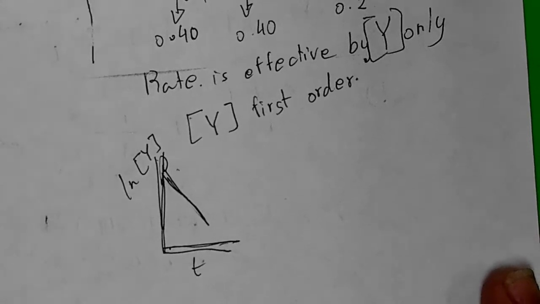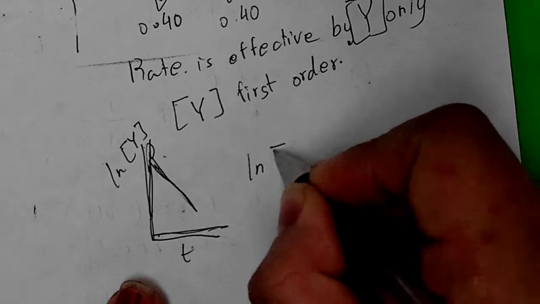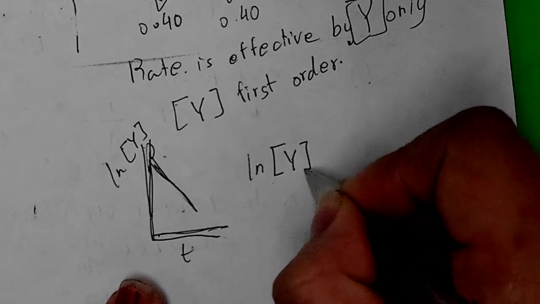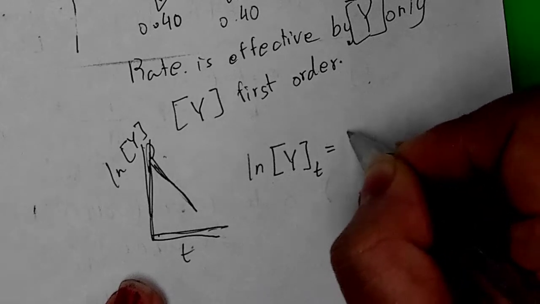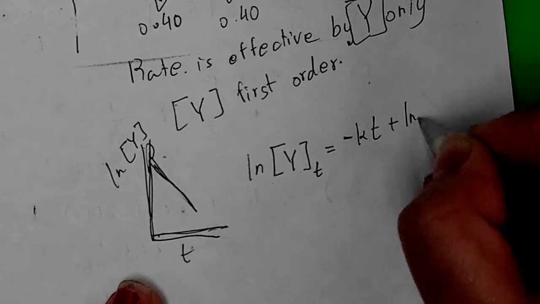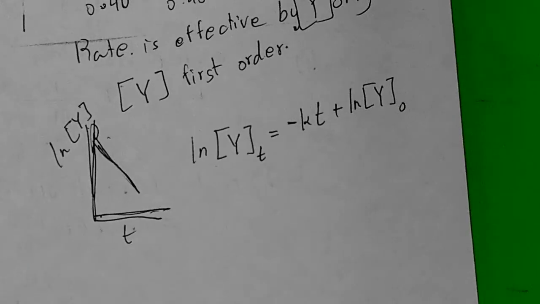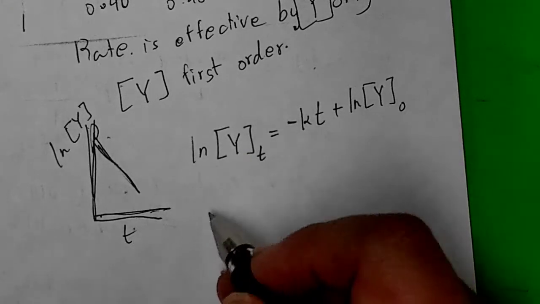English test. So anyway, we get ln concentration of Y at t equals negative kt plus ln concentration of Y naught. We already have k calculated under the condition of this equation where the k is not changing. Right? Let's figure out how to put it in.